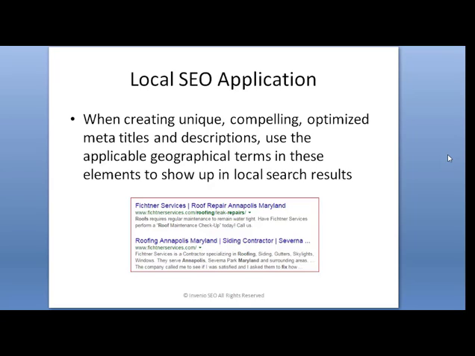We talk about the local business listings and why they're so critical and important for establishing your credibility and authority as a local business owner. We talk about how to do your page titles, your descriptions, and your content for local search engine optimization. We talk about Google's algorithm changes for local SEO, including Possum.